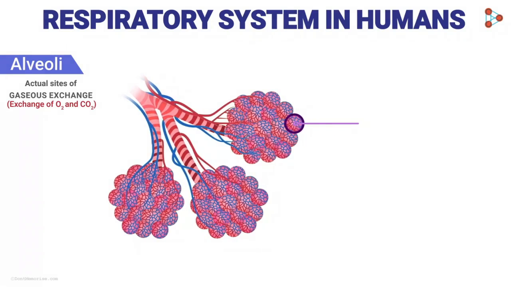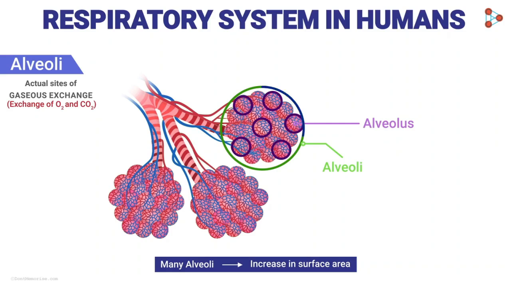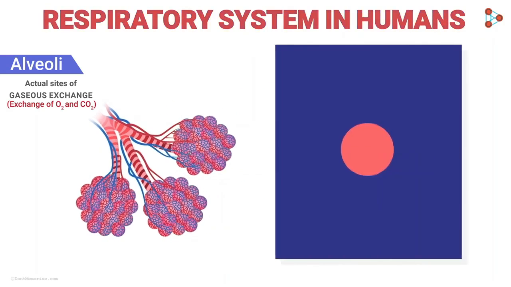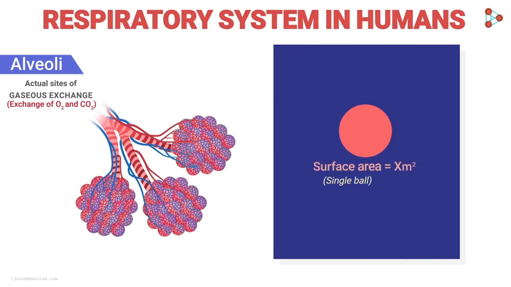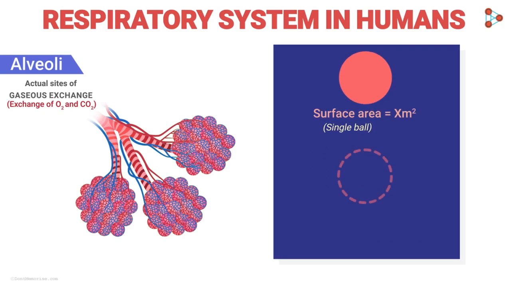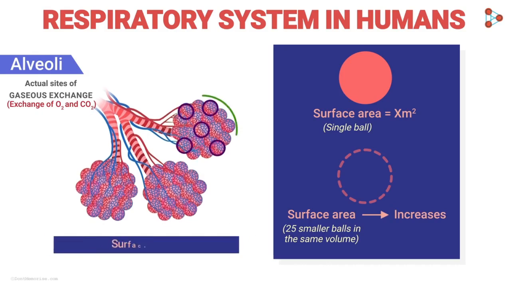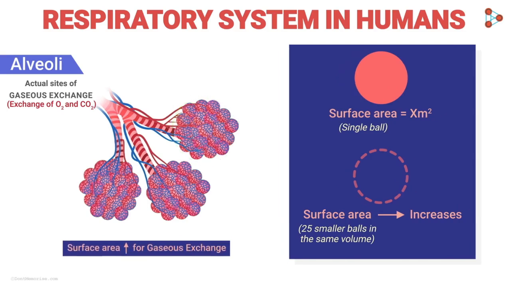One single ball like this one is called the alveolus. Any idea why these alveoli have these several spherical ball-like structures? Why isn't a single alveolus a complete ball? Well, many smaller balls help in increasing the surface area. Imagine this single ball. Suppose it has the surface area of x meters squared. Now if the same volume is occupied by 25 smaller balls, it's obvious that the surface area will increase by many folds. Similarly, here as well, the number of smaller structures makes sure that the surface area increases and the maximum surface gets available for the gaseous exchange.